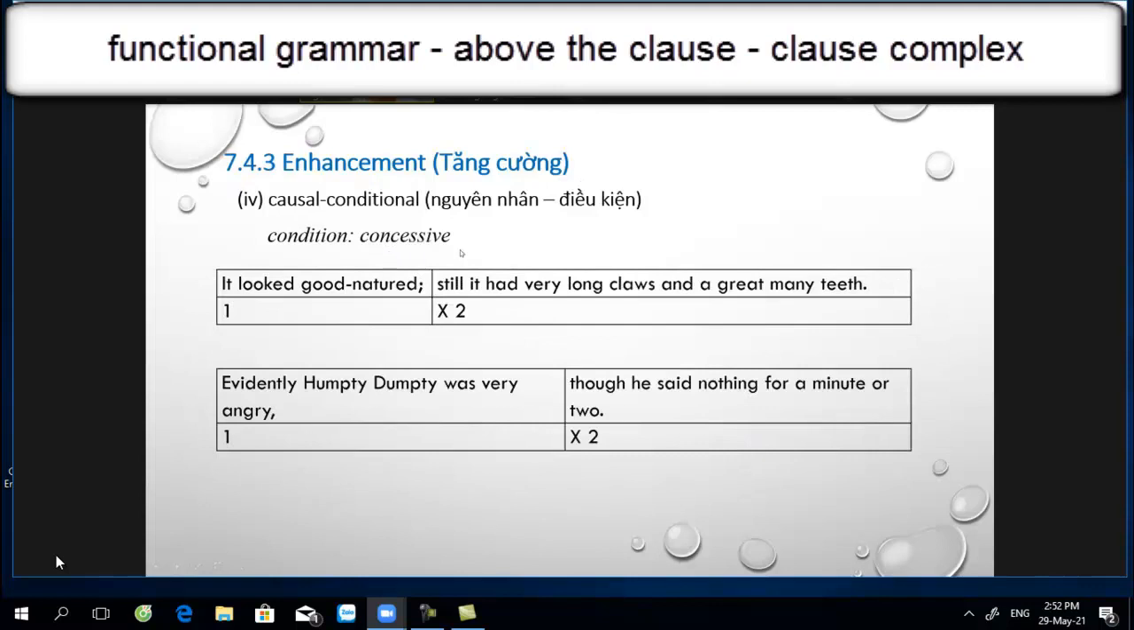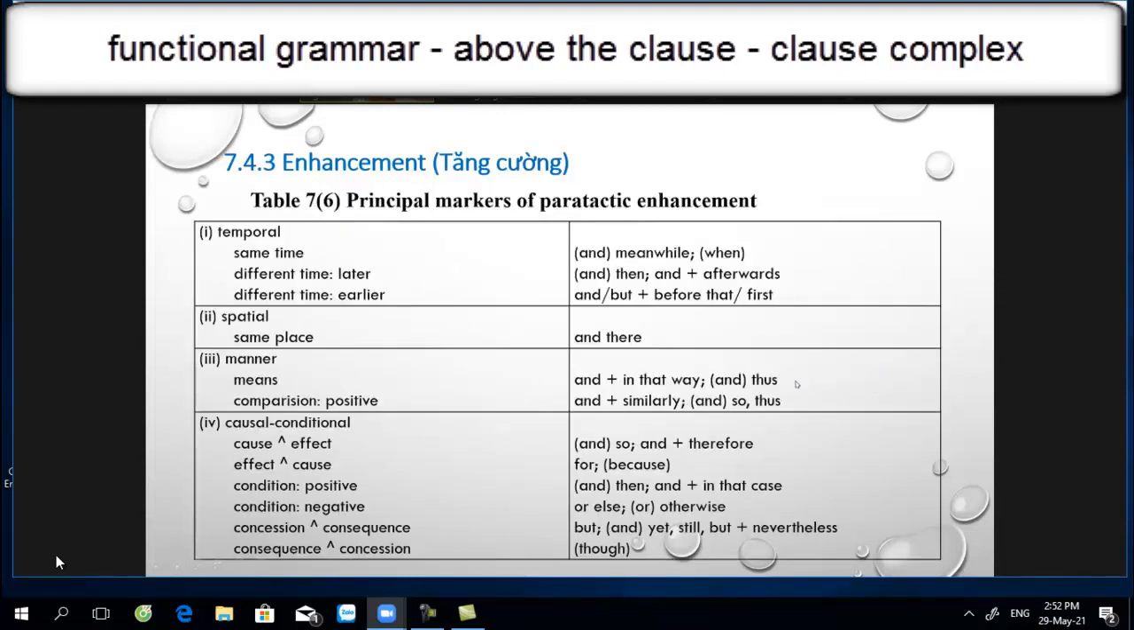And the last one, the concessive. "It looked good nature. Still, it had a very long claws and a great many teeth." The last example: "Evidently Humpty Dumpty was very angry, though he said nothing for a minute or two." And here, I'll also type the principal markers from the book for the paratactic enhancement. Okay, you can see the marker here and its meaning here.